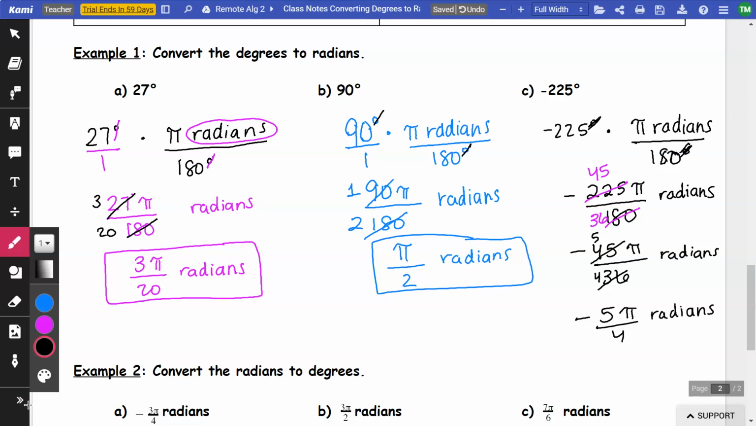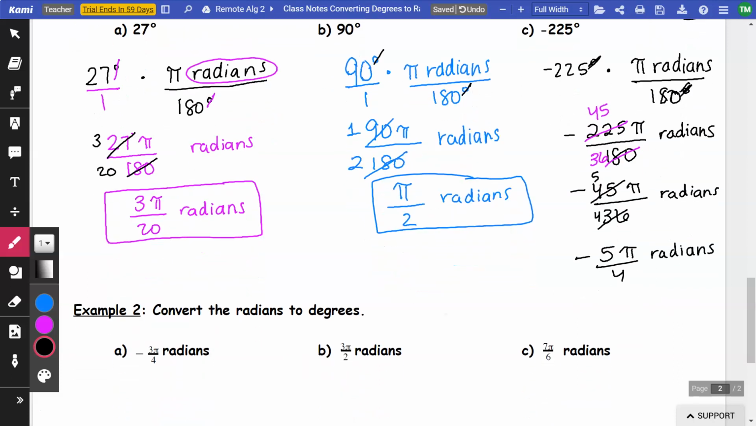So just like an angle measure in degrees can be negative, so can radians. That just means that instead of rotating counterclockwise, they rotated clockwise. So remember, counterclockwise gives us a positive angle measure, clockwise gives us a negative angle measure. It's just like that with radians.